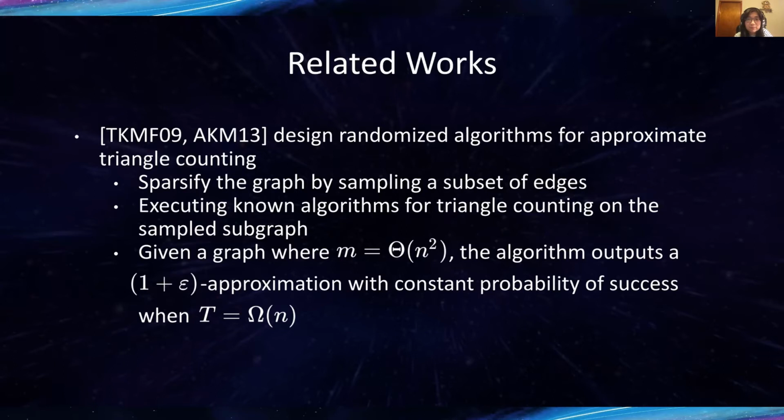In the domain of approximating triangle counts, 2 independent works design randomized algorithms for obtaining 1 plus epsilon approximations on the triangle count. Their approach sparsifies a graph by sampling a subset of edges for each machine. Then they execute known algorithms for triangle counting on each of these machines. Using their algorithm, given a graph where m equals theta n squared, their algorithm gives a 1 plus epsilon approximation with constant probability of success when t equals omega of n.